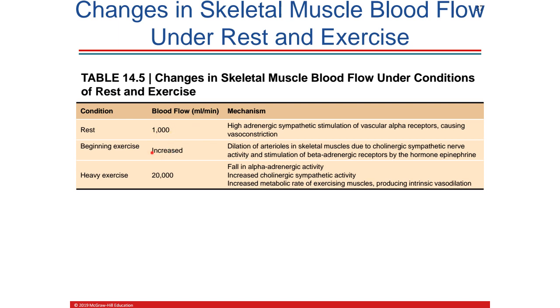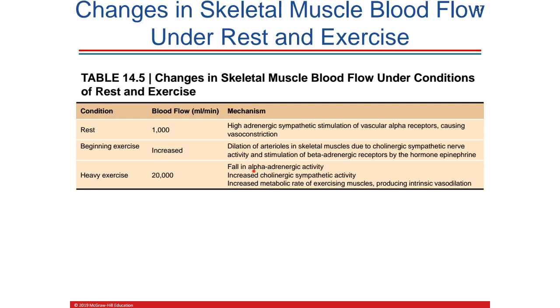Now, as the person begins to exercise, or even in anticipation of exercise, there's going to be dilation of the arterioles in skeletal muscle. And we talked about this being due to the cholinergic sympathetic nerve activity, and then also stimulation of the beta-adrenergic receptors by epinephrine. And finally, once a person's really exercising very intensely or heavily, now notice the blood flow rate is increased tremendously by a factor of 20.